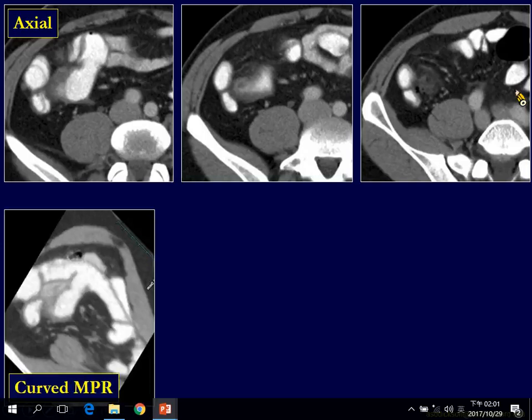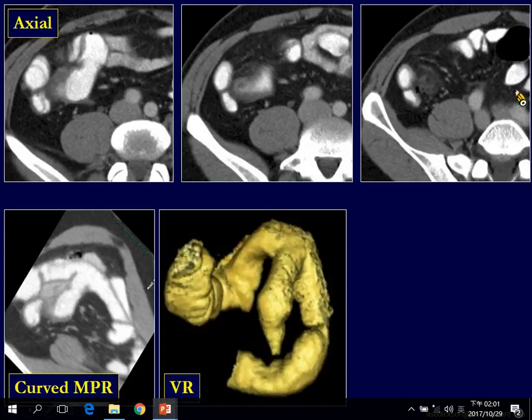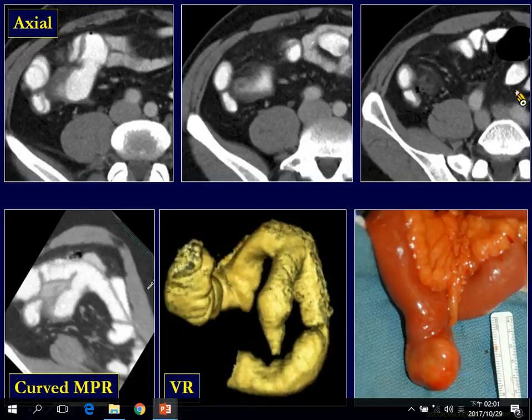If we carefully follow this on our imaging and see where it goes, or in this case create a curved MPR, we see that this comes off as a T-shaped structure from this small bowel loop. This was a Meckel's diverticulitis with inflammation and phlegmon at the tip, right in this region of inflammation. So Meckel's diverticulitis is a fun diagnosis to make if you can do it in the right lower quadrant.